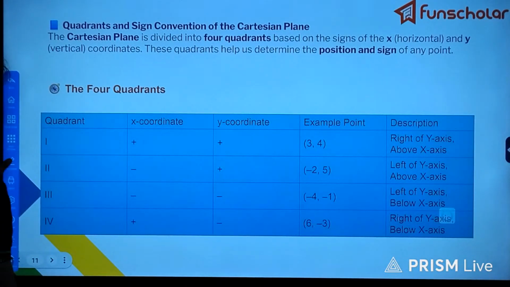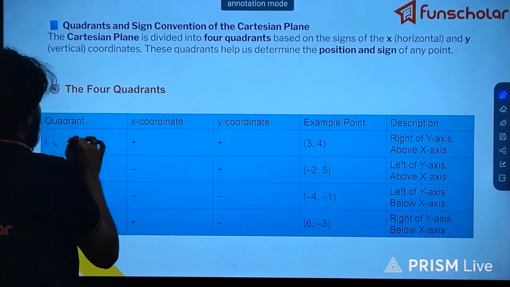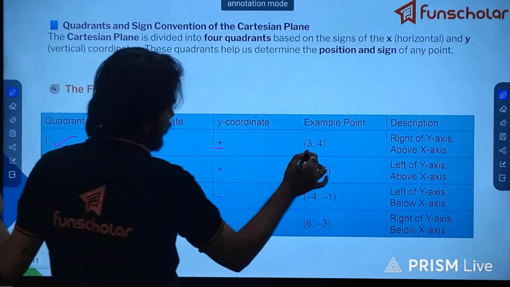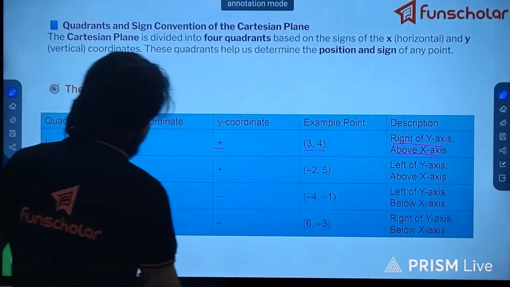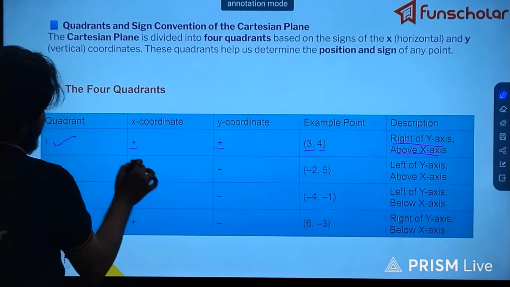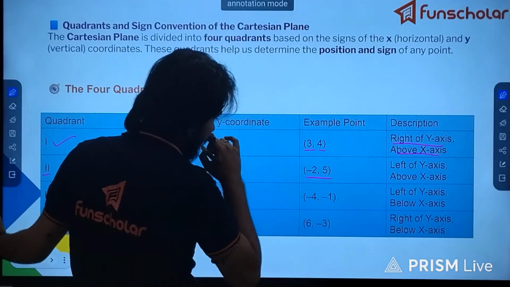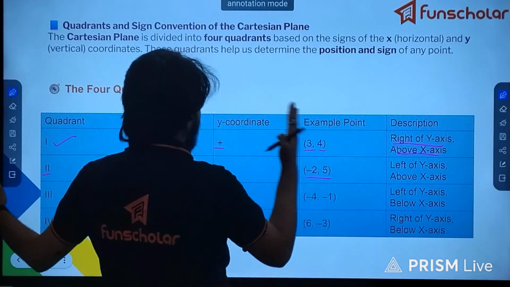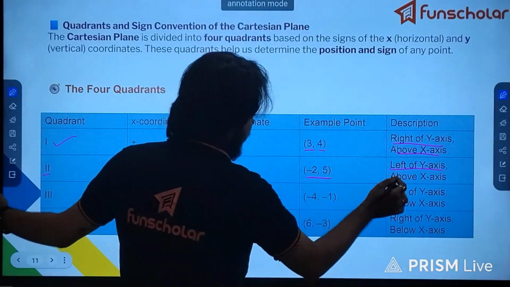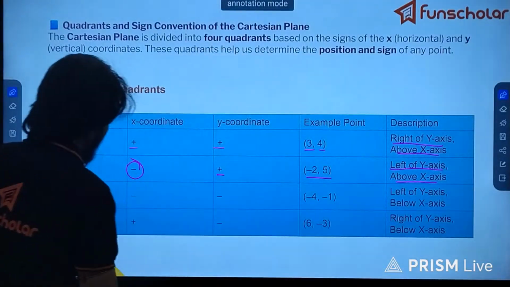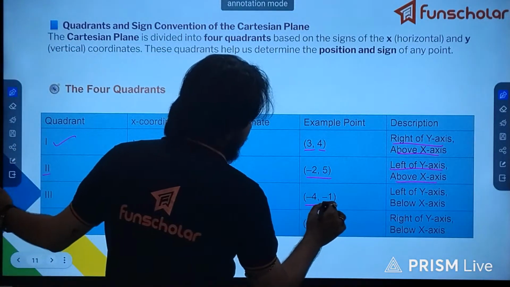We have mentioned this. This has already been covered. Still, first quadrant means both are positive, 3, 4, right of y-axis above x-axis. Second quadrant, x coordinate is negative, y coordinate is positive. -2, 5. -2 means left of y-axis and above x-axis. Third quadrant, both are negative, -4, -1.